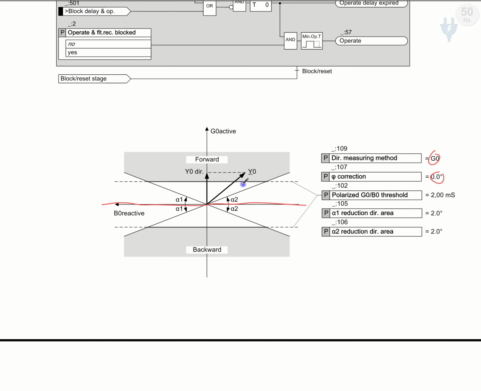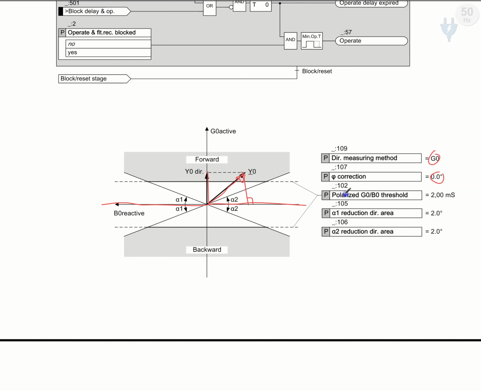The part of Y0, that part of the admittance which is perpendicular to this symmetrical axis, is decisive for determining the direction. We use this part that is perpendicular to the symmetrical axis. That part is used for the calculation in our system.